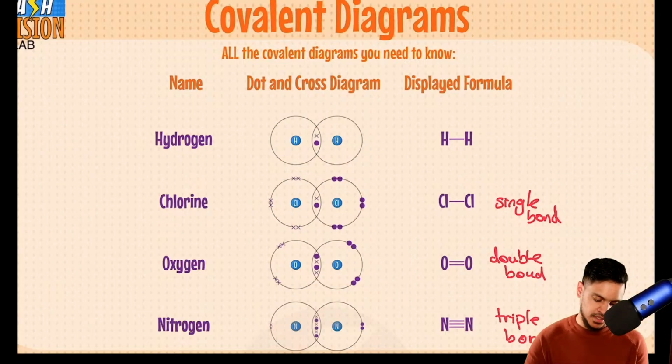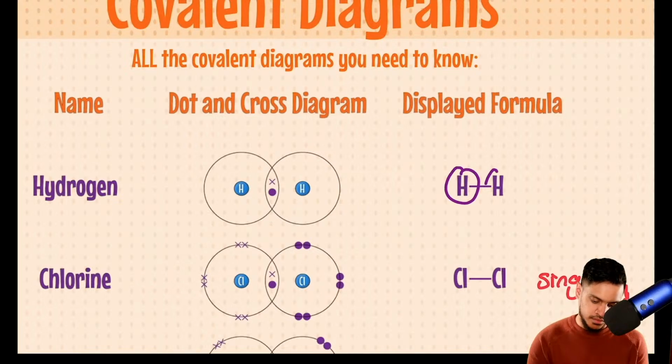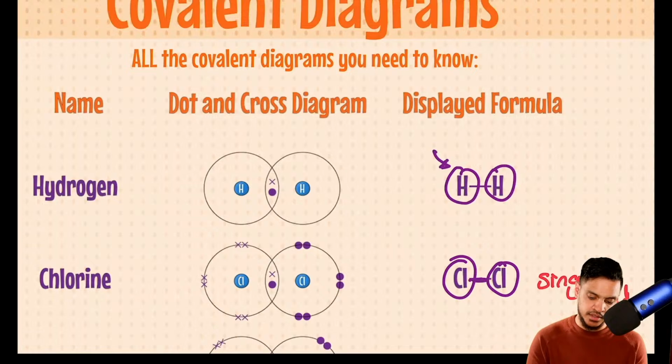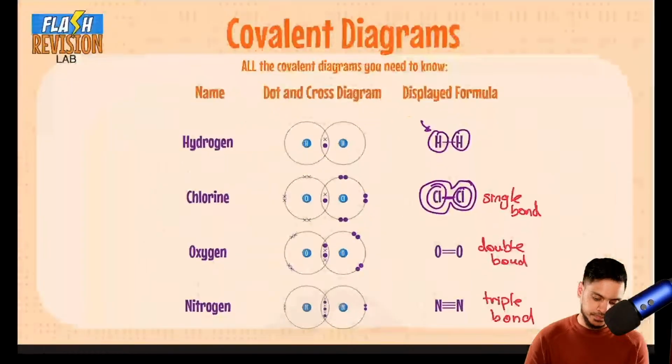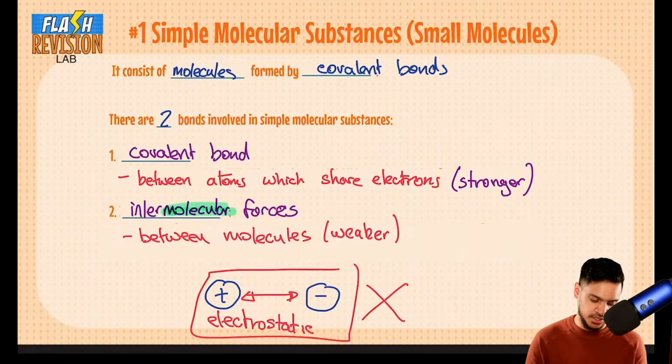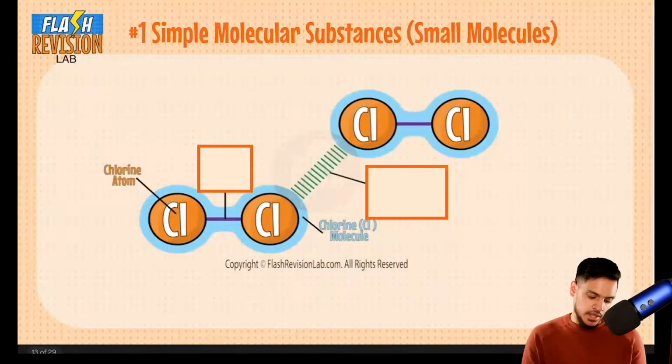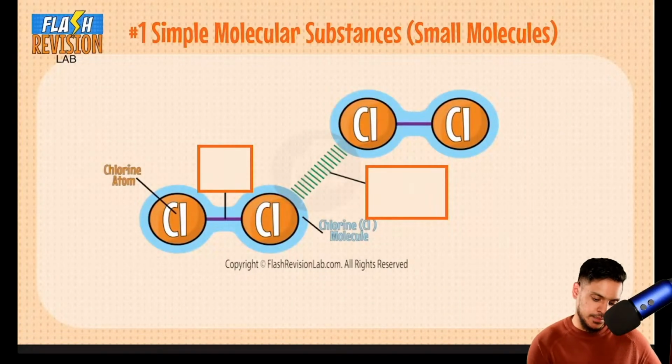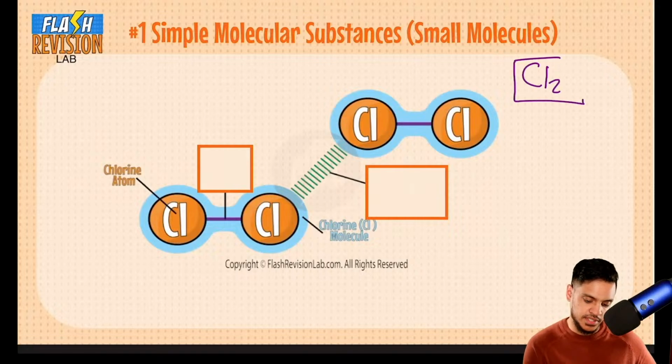So all of this together is a molecule of hydrogen. This is an atom of hydrogen, but two of them bonded together make a molecule. This is an atom of chlorine, and that's another atom of chlorine, but together they make a molecule. Okay? And molecules have intermolecular forces between them. So here we've got two chlorine molecules. These are diatomic molecules, Cl2.